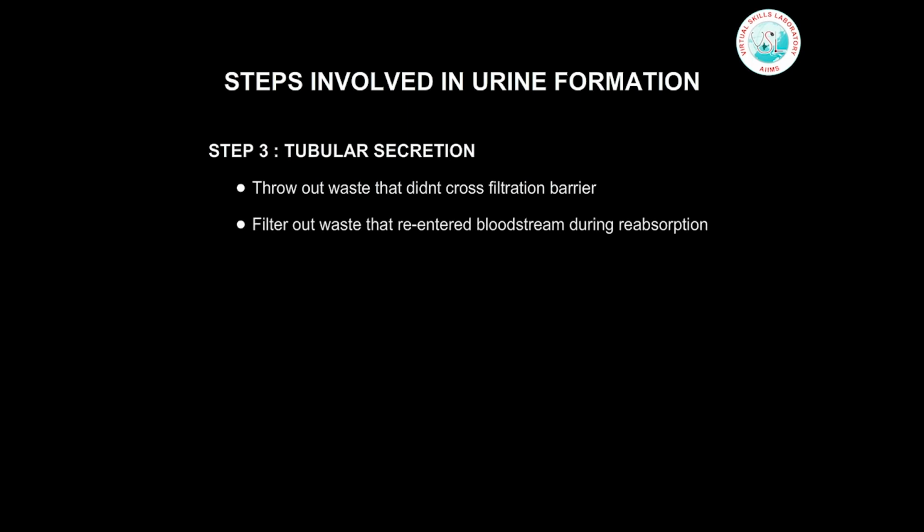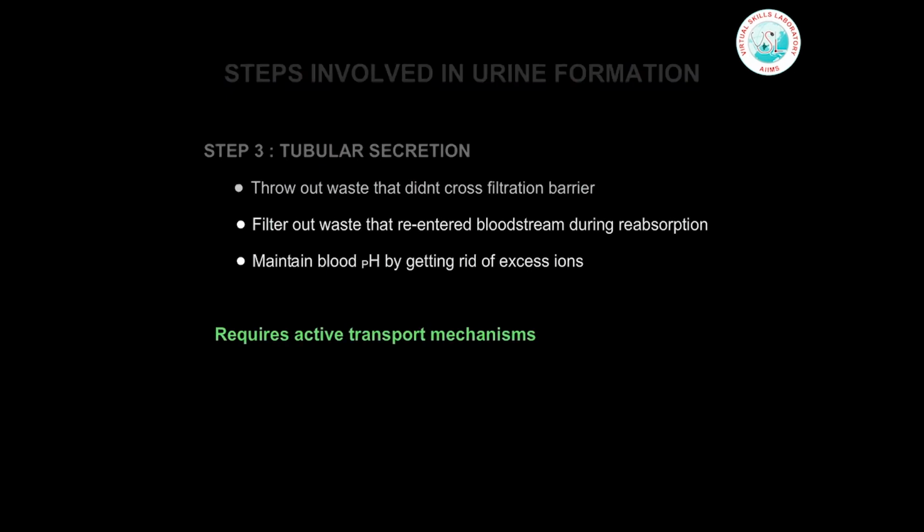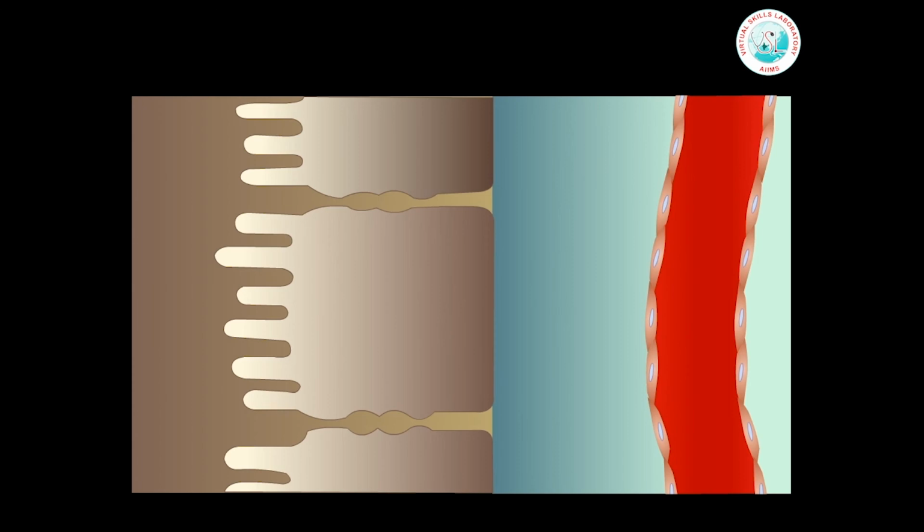The main goals of this process are to throw out the waste products that didn't pass the filtration barrier, to filter out any waste that may have re-entered the bloodstream during reabsorption, and to maintain blood pH by getting rid of the excess ions. This step requires active transport mechanisms. The waste moves from the peritubular capillary into the interstitial spaces and into the tubule.